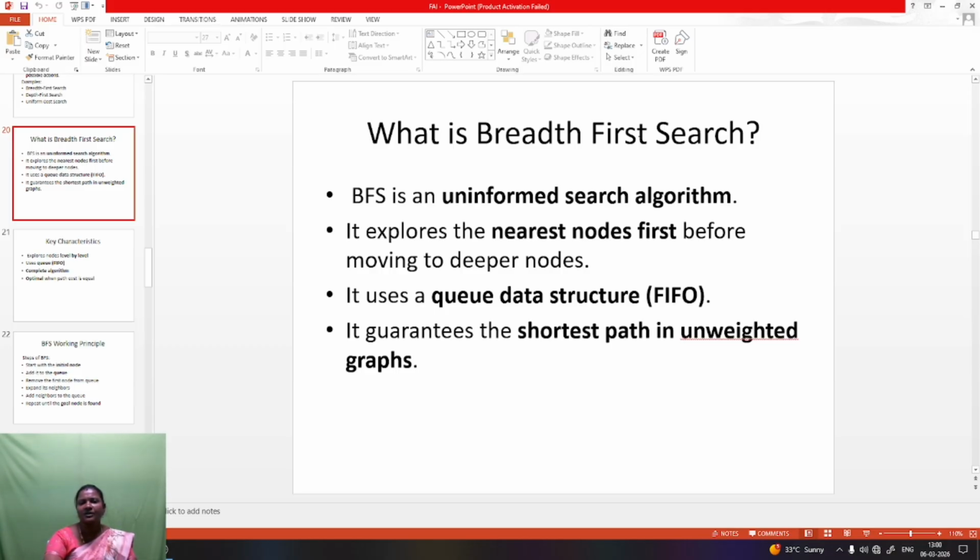The BFS algorithm is an uninformed search algorithm. That is, it does not require any domain knowledge or heuristic function. That is why we call it a blind search algorithm. It explores the nearest nodes first before moving to the deeper nodes. It explores level by level. Each and every node is visited by this algorithm. It uses a queue data structure for its implementation. Also, it guarantees the shortest paths in unweighted graphs. Here we use only unweighted graphs.